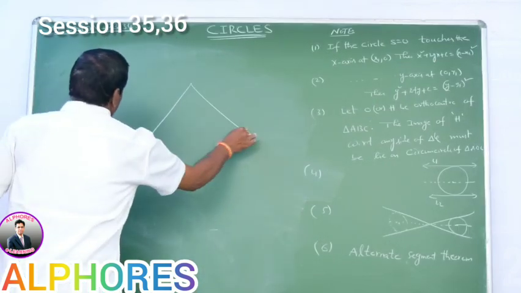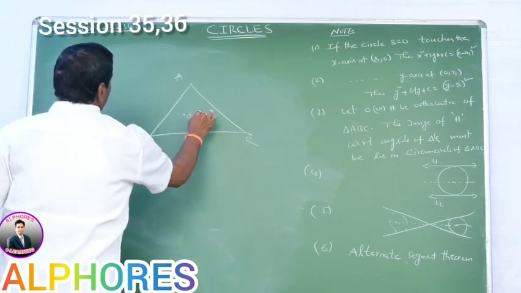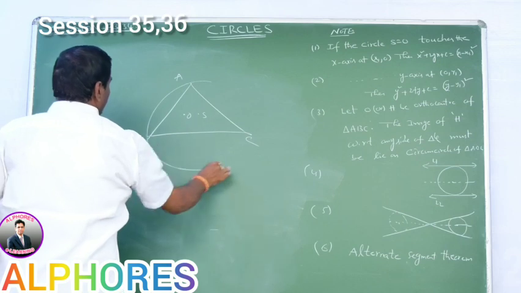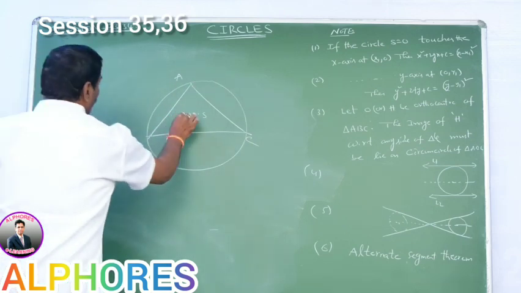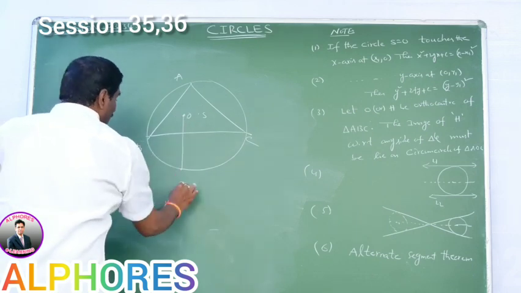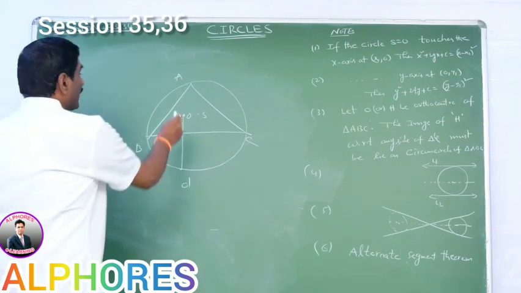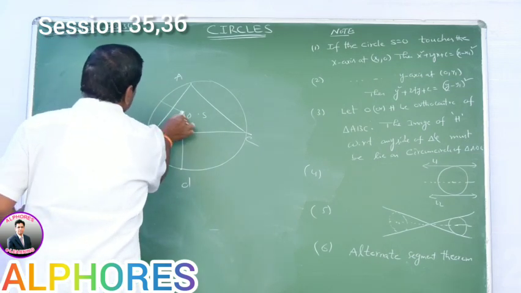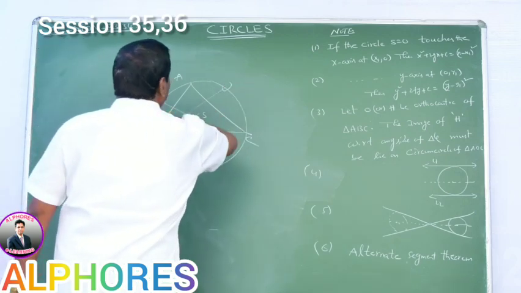Suppose it is the triangle ABC. O is the orthocenter, S is the circumcenter. It is the circumcircle of triangle ABC. The image of the orthocenter with respect to this side BC must lie on it. Image of O means O dash. O dash must lie on the circumcircle. Suppose the image of O with respect to side AB also lies on this circumcircle. Image of O with respect to side AC also lies on this circle.